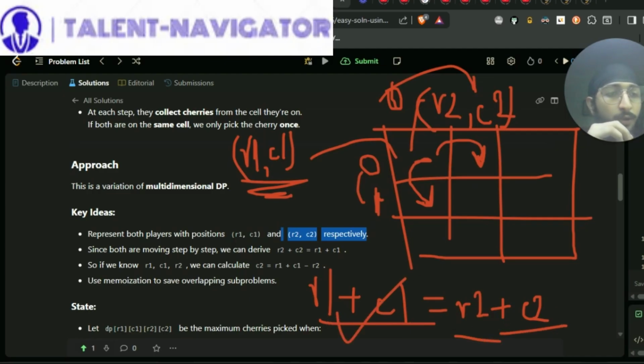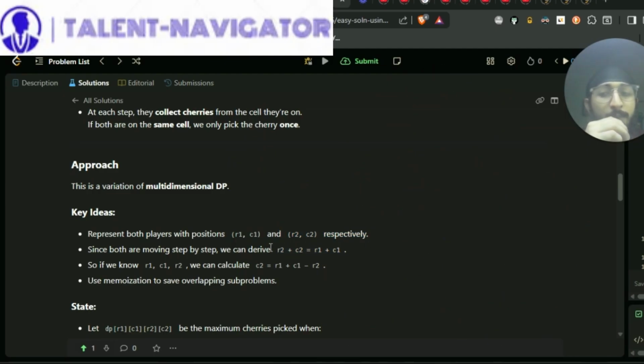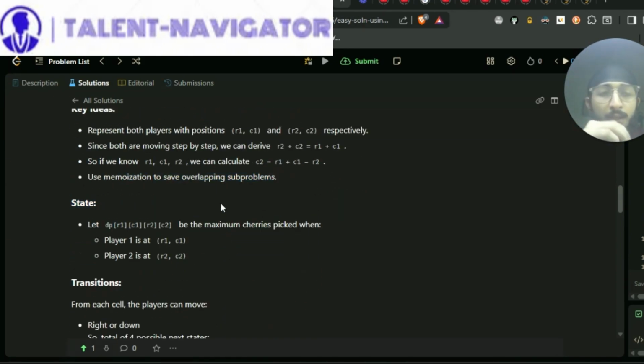So this is the relation that we are going to use, that is R2 plus C2 is equal to R1 plus C1. So if we know R1, C1 and R2, we can calculate C2 by rearranging: C2 is equal to R1 plus C1 minus R2, right? And then we use memoization to save the overlapping subproblems so that we don't get a TLE. So the state we are going to discuss is, let dp of R1, C1, R2, C2 be the maximum cherries picked when player 1 is at R1, C1 and player 2 is at R2, C2.